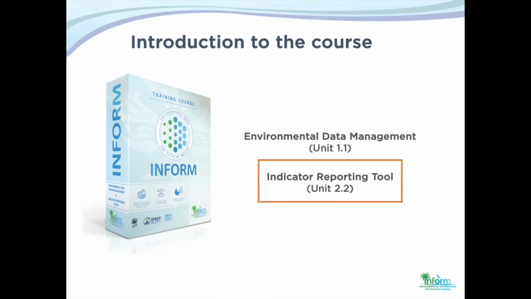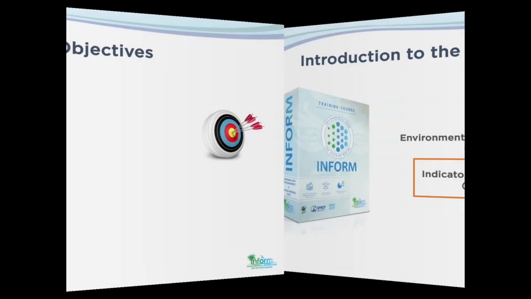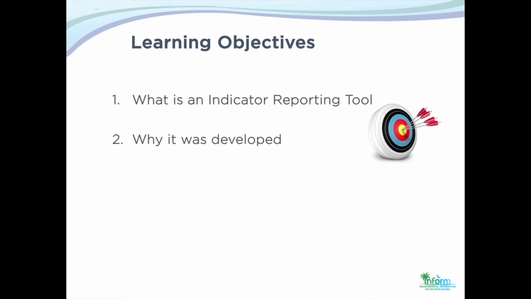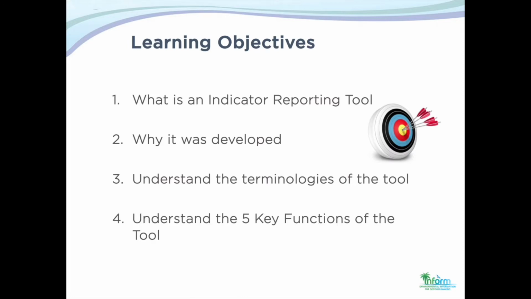This is the second of the two units and consists of 5 modules, after which a set of free choice questions will be asked before we give you the certificate of completion. At the end of this introductory, you will gain an understanding of what the Indicator Reporting Tool is, why it was developed, understand the terminologies that will be used frequently on the tool, and understand the 5 key functions of the tool, which will be explored in details in the upcoming modules.